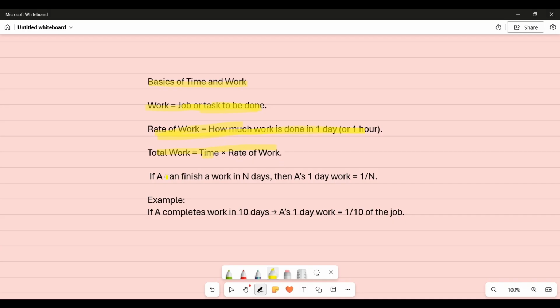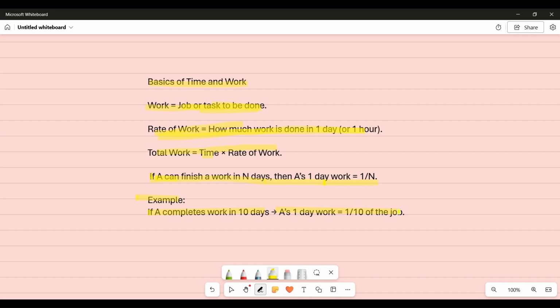Now we will take an example to understand. If A, a person, can finish a work in n days, then the work A can finish in one day is 1 upon n. Here is an example. If A completes a work in 10 days, then how much work is done by A in one day? It can be calculated as 1 upon 10. It will be useful in our further questions.